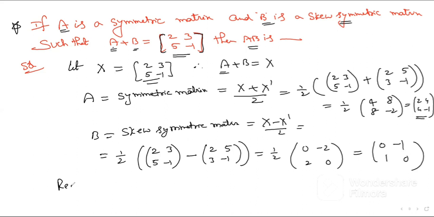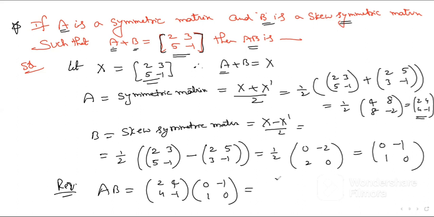So what is required here? Required is AB. AB is equal to the A matrix we have got, [2, 4; 4, -1], into the B matrix, [0, -1; 1, 0]. Here, for the product of these two matrices, first row multiplied with first column, what we get here is 4. First row multiplied with the second column, minus 2. Second row multiplied with first column, minus 1. Second row multiplied with second column, what we get here is minus 4. What is the answer? [4, -2; -1, -4].